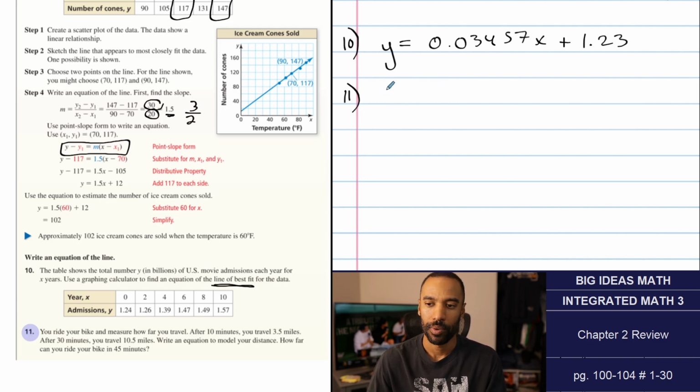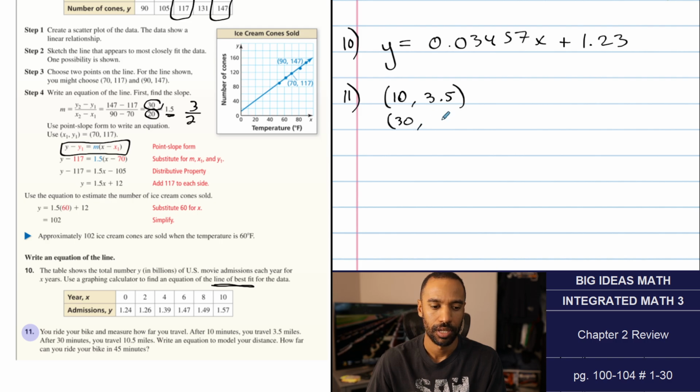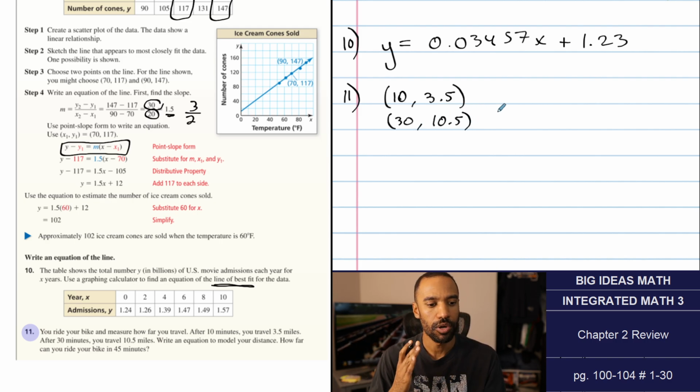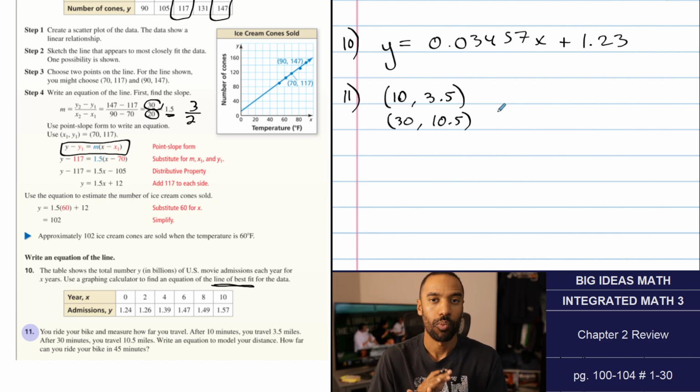So here we have basically an x of 10 minutes of time, of duration, and 3.5 miles traveled. That's an x and y. Time is x, distance is y. After 30 minutes, we've traveled 10.5 miles. So these are points on our graph, and assuming we do this at a constant rate, we want to come up with an equation that's modeling what we're doing. They said write an equation to model your distance. This says how far we travel based on a certain amount of time.